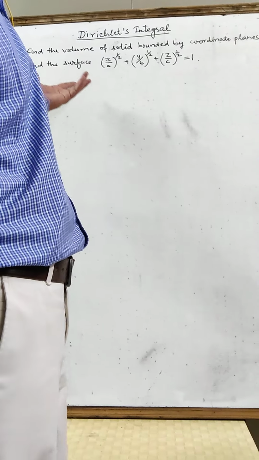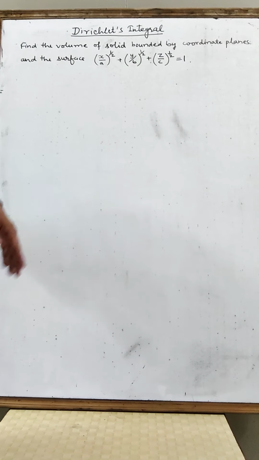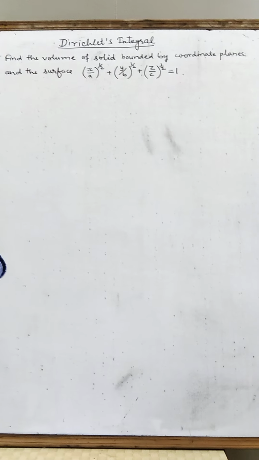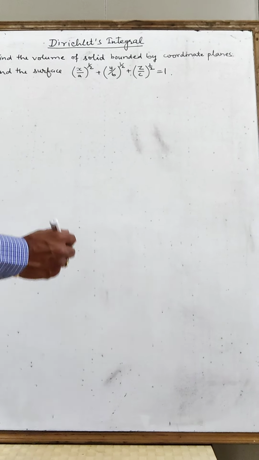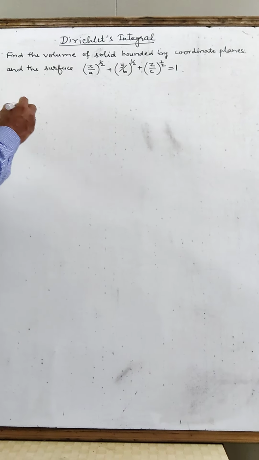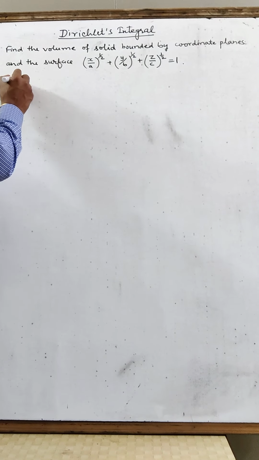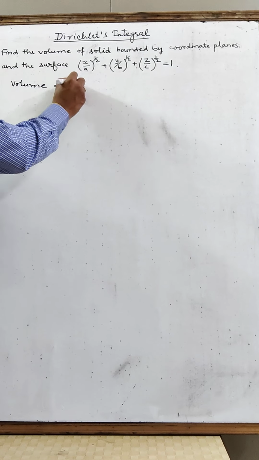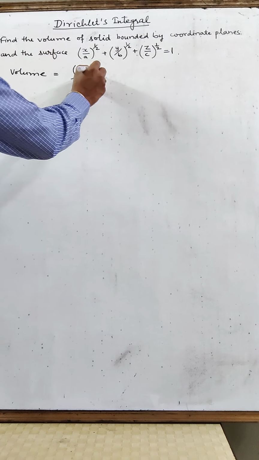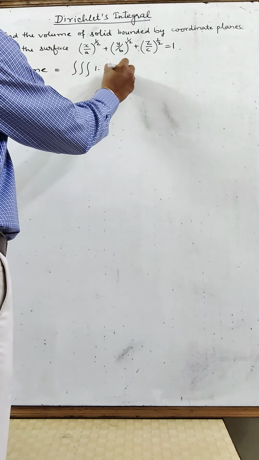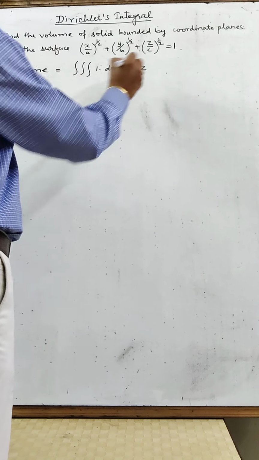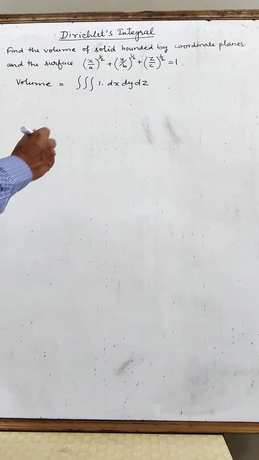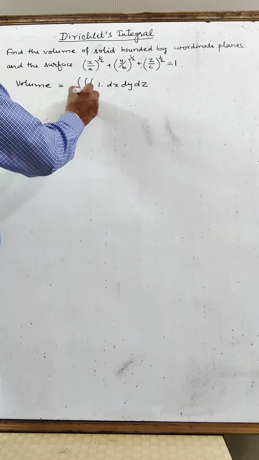Okay student, now take one problem. Find the volume of the solid bounded by the coordinate planes and the given surface. So student, we know how we can find the volume using multiple integrals. Volume will be equal to the triple integral of 1 dx dy dz. I think you have studied in triple integrals how we find the volume of a solid.